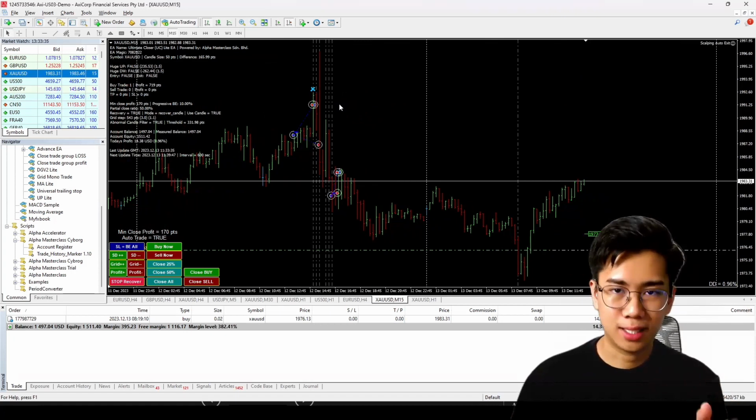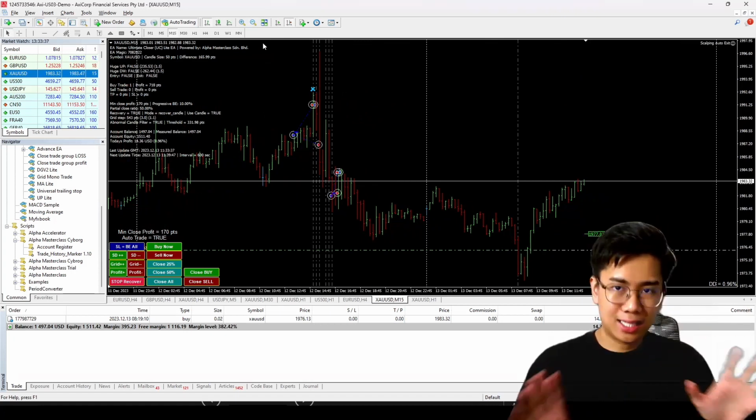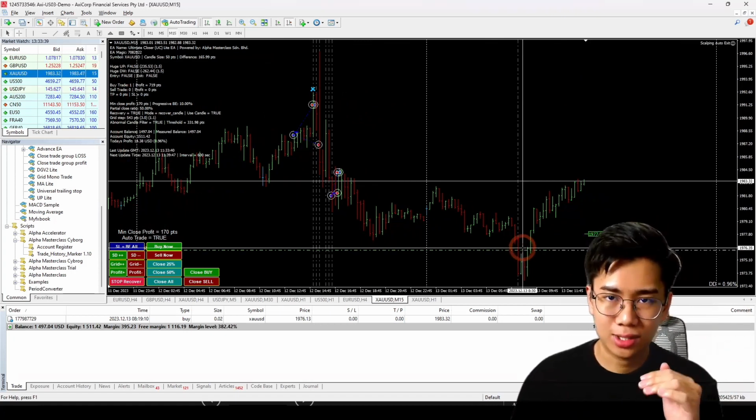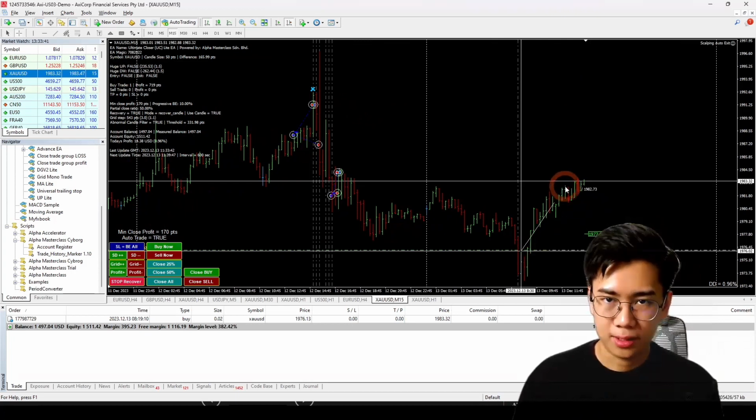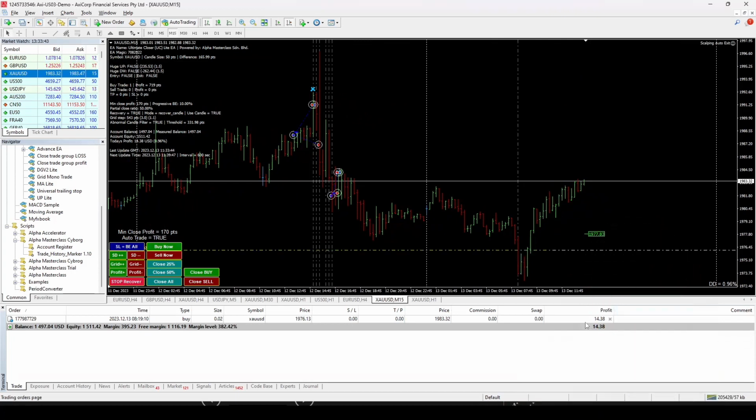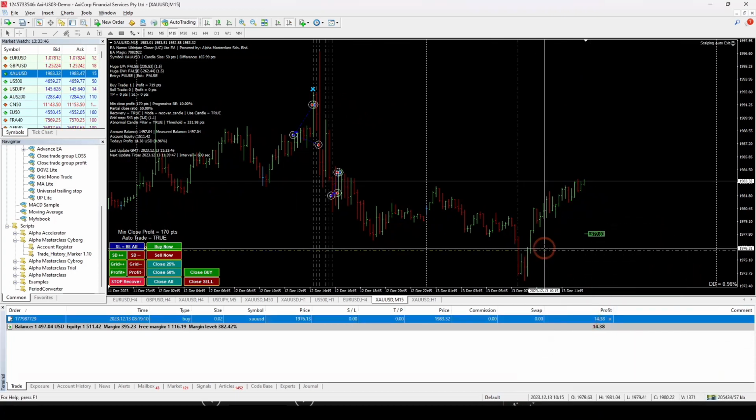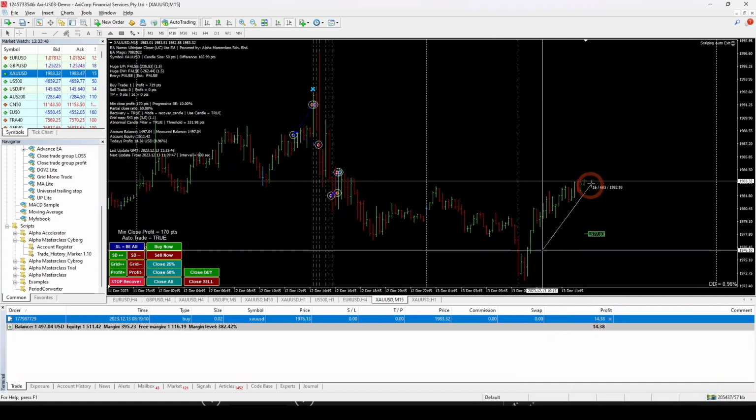It's automated. I don't click anything. It's literally just an automated entry here, and then it's just going up. So currently, my account is earning around $14 without doing anything, and from here to here is about 700 points, meaning that it's automatically executing, and now I'm in profit.